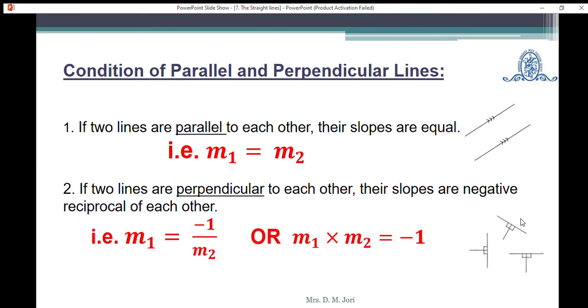If two lines are perpendicular to each other with slopes m1 and m2 respectively, then m1 must be equal to minus 1 upon m2, the negative reciprocal of the other. After cross multiplying, we get the equation m1 into m2 equal to minus 1. So remember these two conditions, and accordingly we can solve examples of parallel or perpendicular lines.